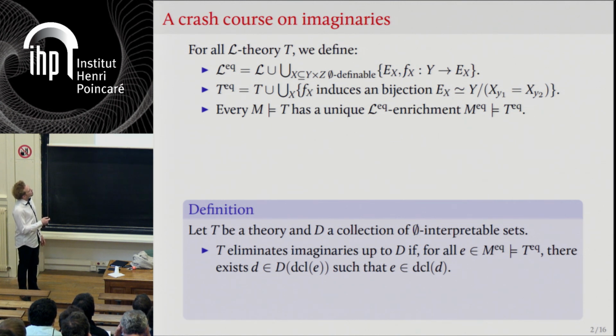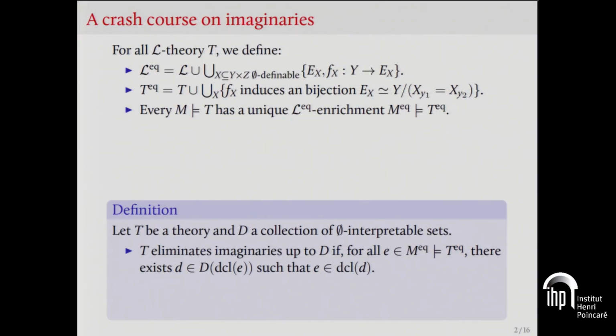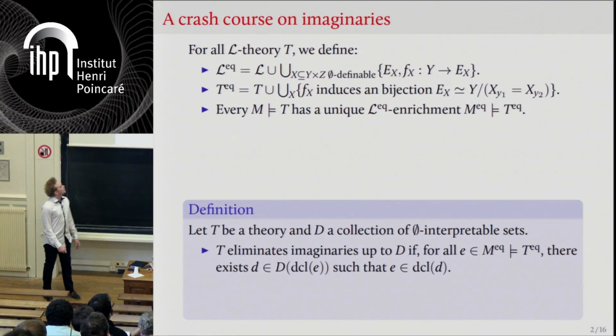So why do I have this big D around? It's because, well, in most of what I'm going to do, the theories do not eliminate imaginaries in the home sort, and you do have to add a few interpretable sets so that you can eliminate imaginaries. So by an interpretable set, I just mean a set definable in TEQ. Okay, so that's elimination of imaginaries.